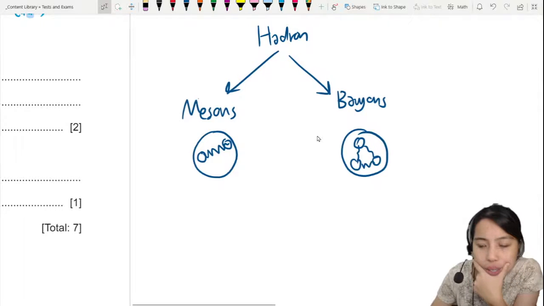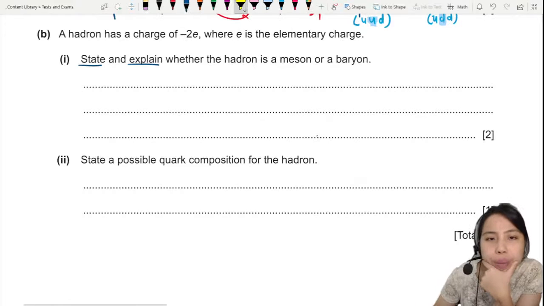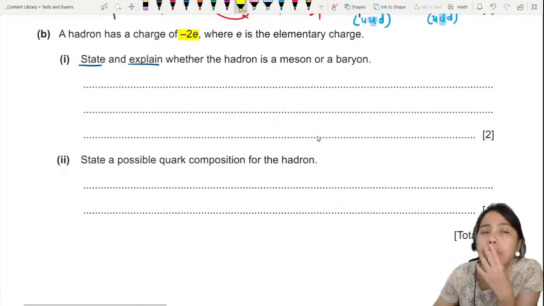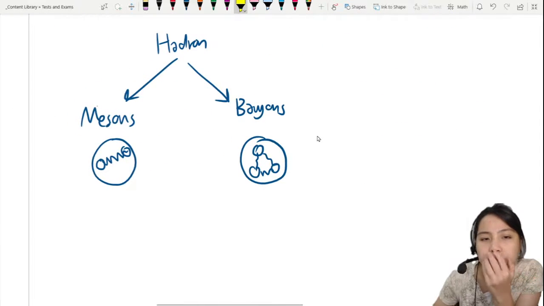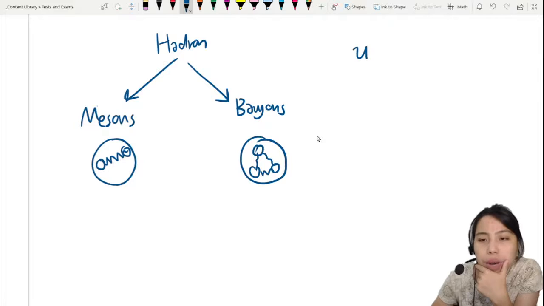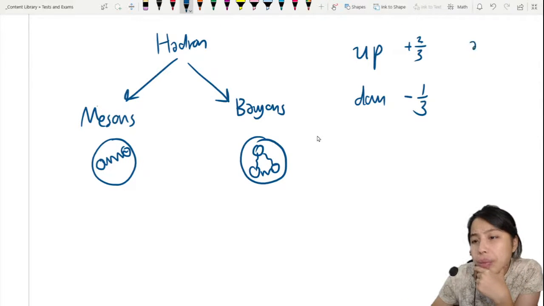So, back to this, how do we know? You need to think of what combination of quarks can give 2e. So, for example, let's look at the up quark and down quark. Up quark has a charge of 2 over 3. Down quark has a charge of negative 1 over 3. I'm going to think of anti-up. Anti-up has a charge of negative 2 over 3. Just flip the charge. Anti-down has a charge of positive 1 over 3.